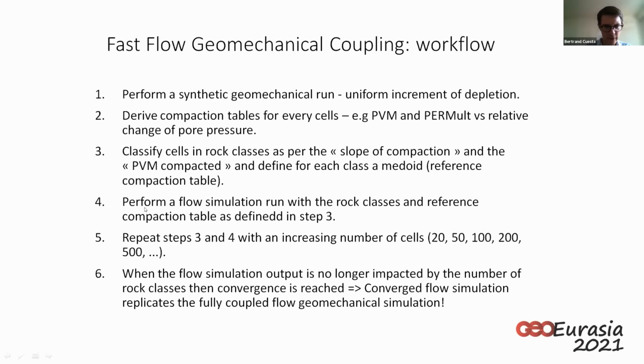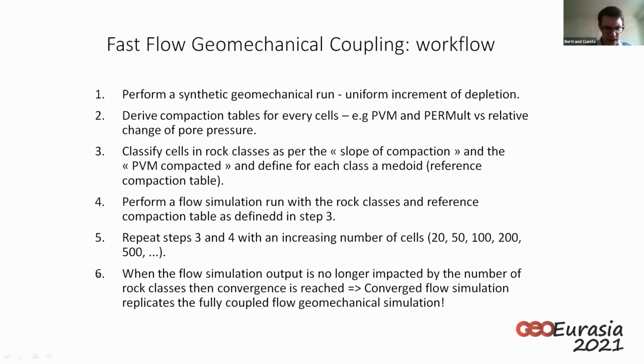And in step 4, I perform a flow simulation with the rock classes that I have defined. Okay, so maybe I have 10 rock classes and 10 rock compaction tables, and I do my flow simulation. I repeat steps 3 and 4 with an increasing number of rock classes. So 20 rock classes, 50 rock classes, 100 rock classes, etc., until we reach quite a large number, 500 or 1000.